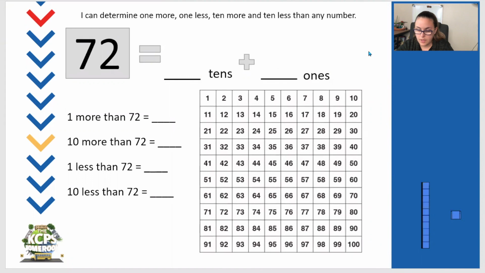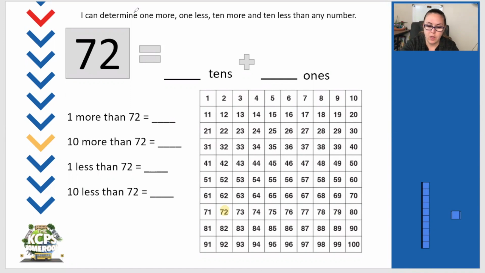Now, the first thing that I'm going to do when I utilize my hundreds chart is I want to highlight the square where the number that we start with is. So I'm going to take my yellow highlighter here, and on the hundreds chart I'm going to find 72. I'm looking down to where I see the 70s, and then I'm going over 1, 2, and right there is number 72.